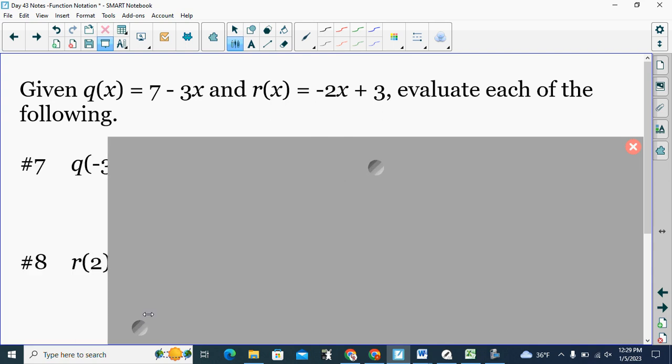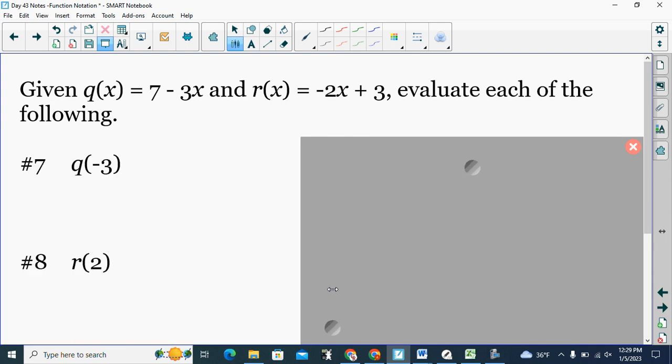What I want you to do right now is pause the video and, everybody on your own, try numbers 7 and 8. Once you think you have it, and everybody has it, go ahead and start the video and then we'll show you how to do it.